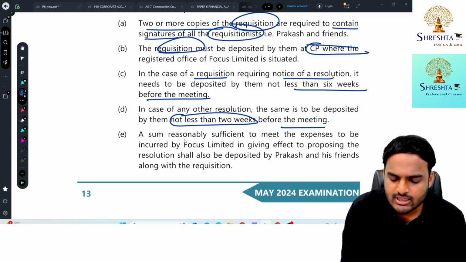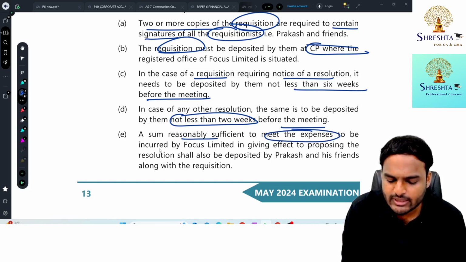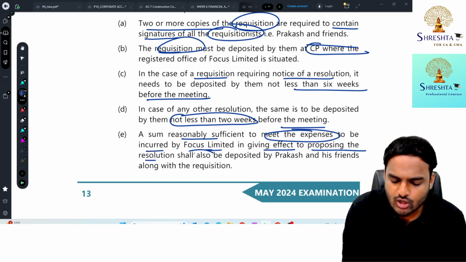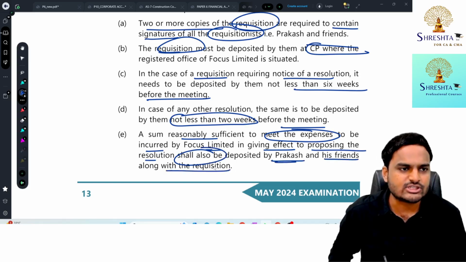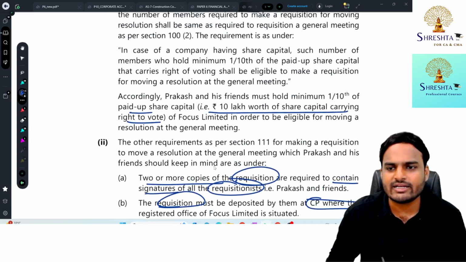A sum reasonably sufficient to meet the expenses to be incurred by Focus Limited in giving effect to proposing the resolution shall also be deposited by Prakash and his friends along with the requisition. So these are the other requirements.